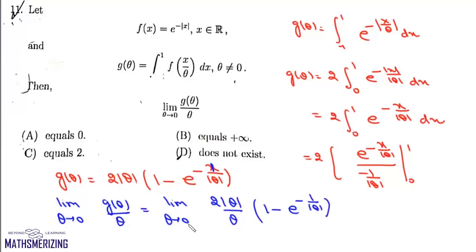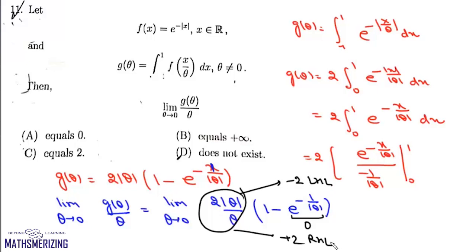Now whether we take this as theta positive or theta negative, it will be e to the power minus infinity, and this will always be 0 for both the left hand limit and the right hand limit. Whereas this expression will be minus 2 in the case of the left hand limit, and plus 2 in the case of the right hand limit. That means this limit does not exist, and that's your option D.